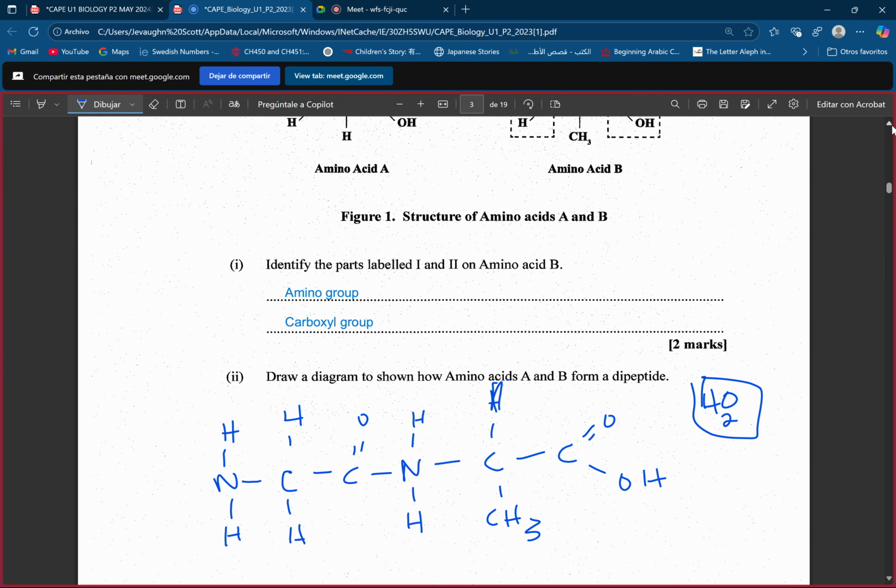This isn't too bad. You guys would be able to draw this, right? You just need to have an amide linkage. Wait, hold on. Nitrogen attached to 3 here. It should be 3. So that is a linkage that we need to show. Easy. Let's move on.